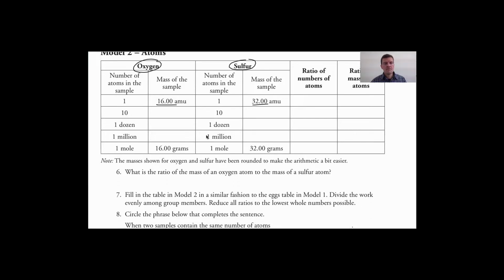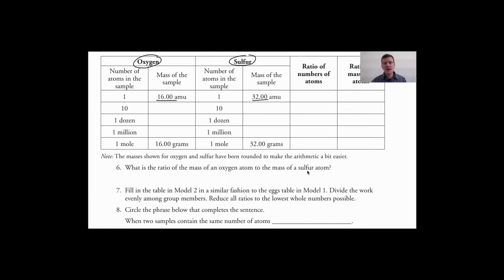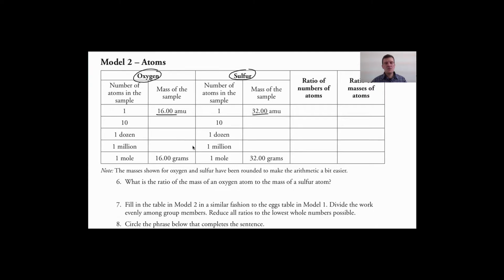All right? And we see here, number 6 says, what is the ratio of the mass of an oxygen atom to the mass of a sulfur atom? And if we go oxygen to sulfur, this is oxygen to sulfur. Let's fill in this table, by the way. You'd get it the same way, right? You'd multiply this by 16, you'd multiply this dozen, 12 by 16, multiply this by 16. A mole, they already put that in there for you.